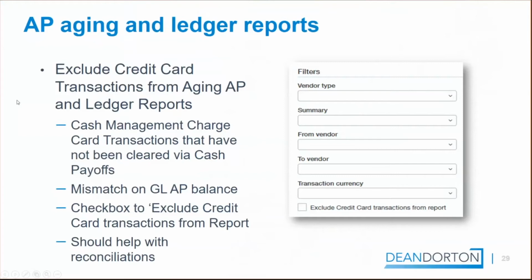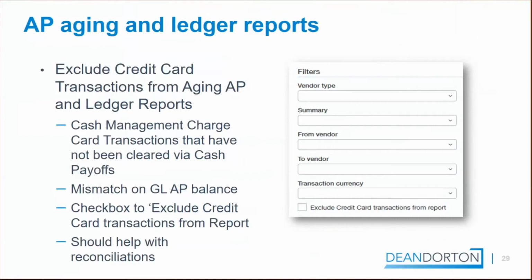Going fast because believe it or not, I've got like 50 slides left. So accounts payable, some of the changes in accounts payable. This is a big one for your AP aging report. You have the ability now to exclude credit card transactions from your AP aging and your AP ledger report.